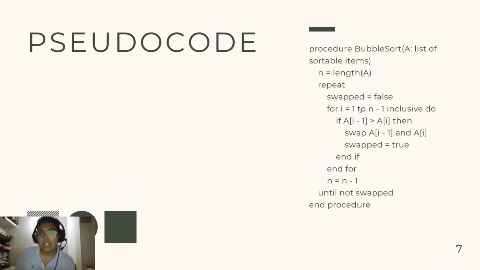You can do another thing: start it from 0 and let it be n, not n minus 1, right? We can change it like this, and then if it is true we'll swap them, and swapped becomes true, or else end for, and the loop will continue, right? This will continue till n is equal to n minus 1 and until not swapped. End procedure, we end it.